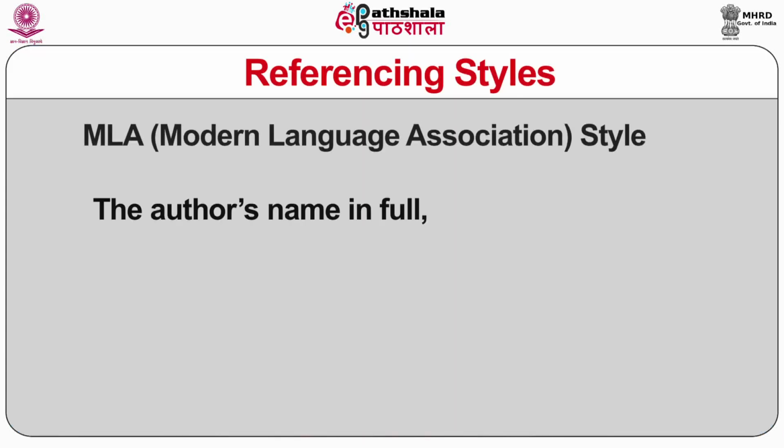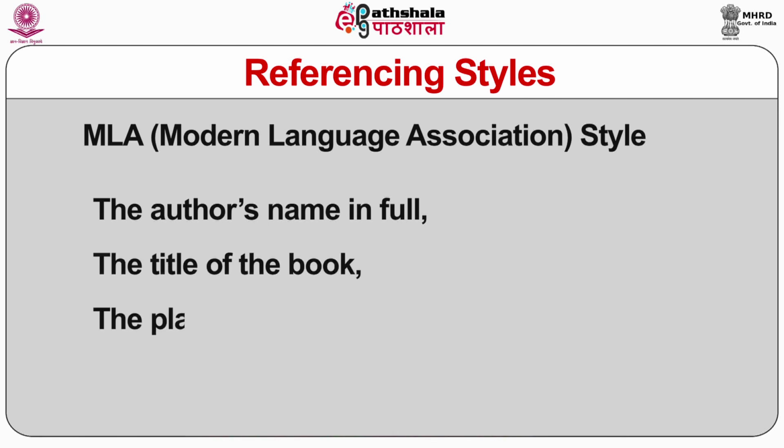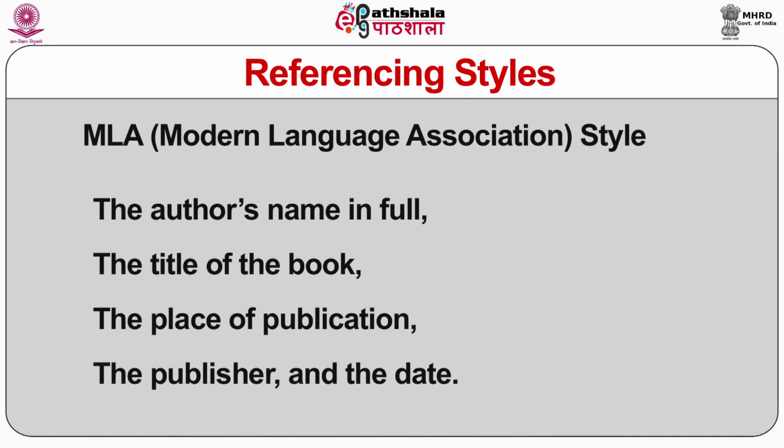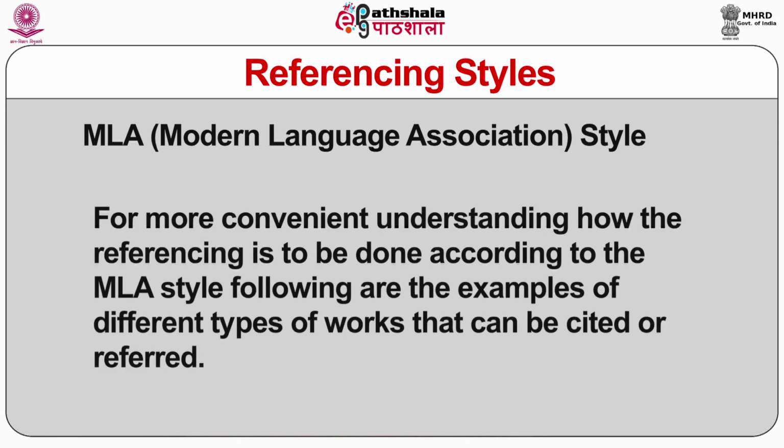A bibliography presented as per the MLA style lists the references alphabetically, starting with the author's last name. Each entry should be in the following order: first, the author's name in full; second, the title of the book; third, the place of publication; fourth, the publisher and the date. So, friends, for your more convenient understanding of how the referencing is to be done according to the MLA style, following are the examples of different types of works that can be cited or referred to in your research work.